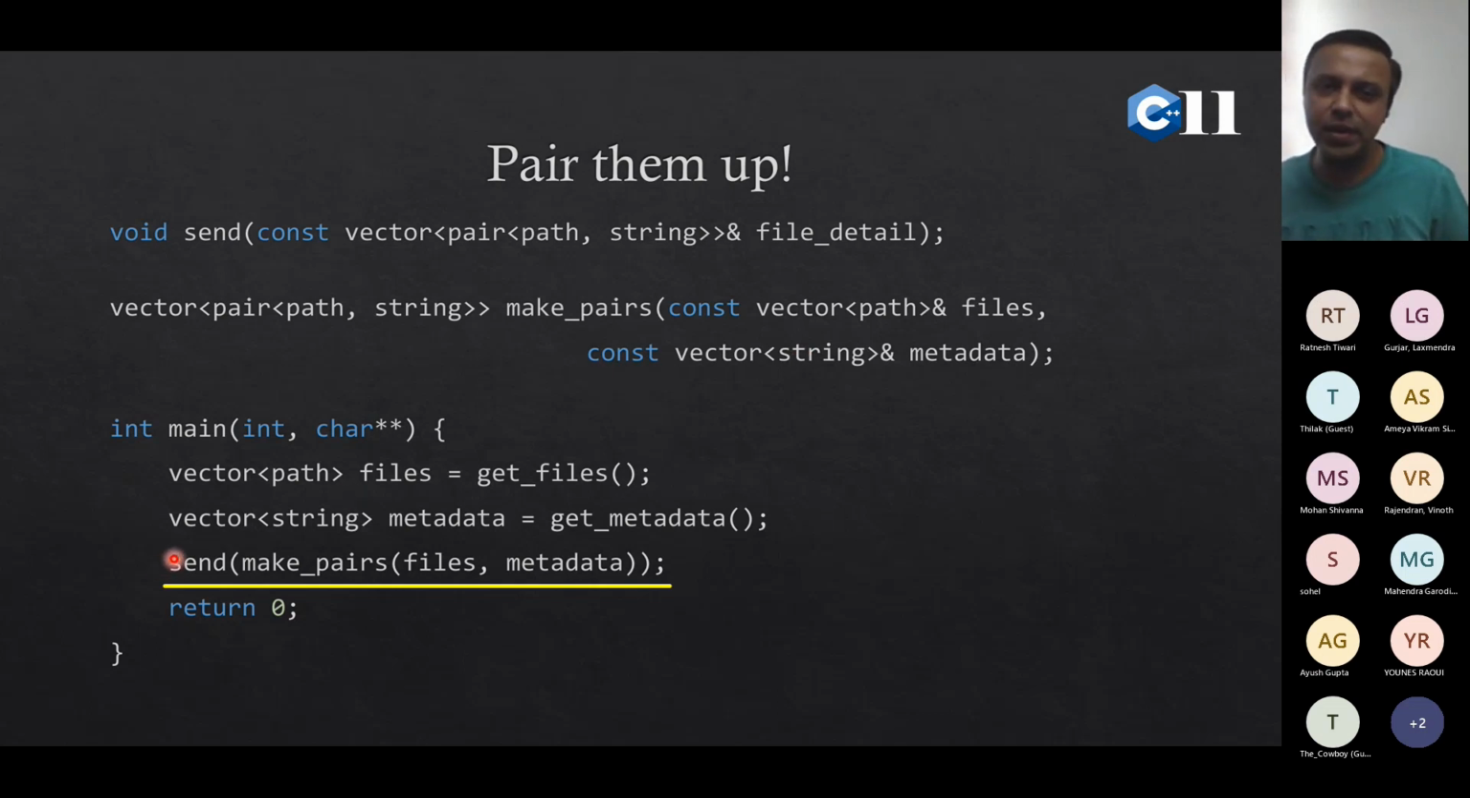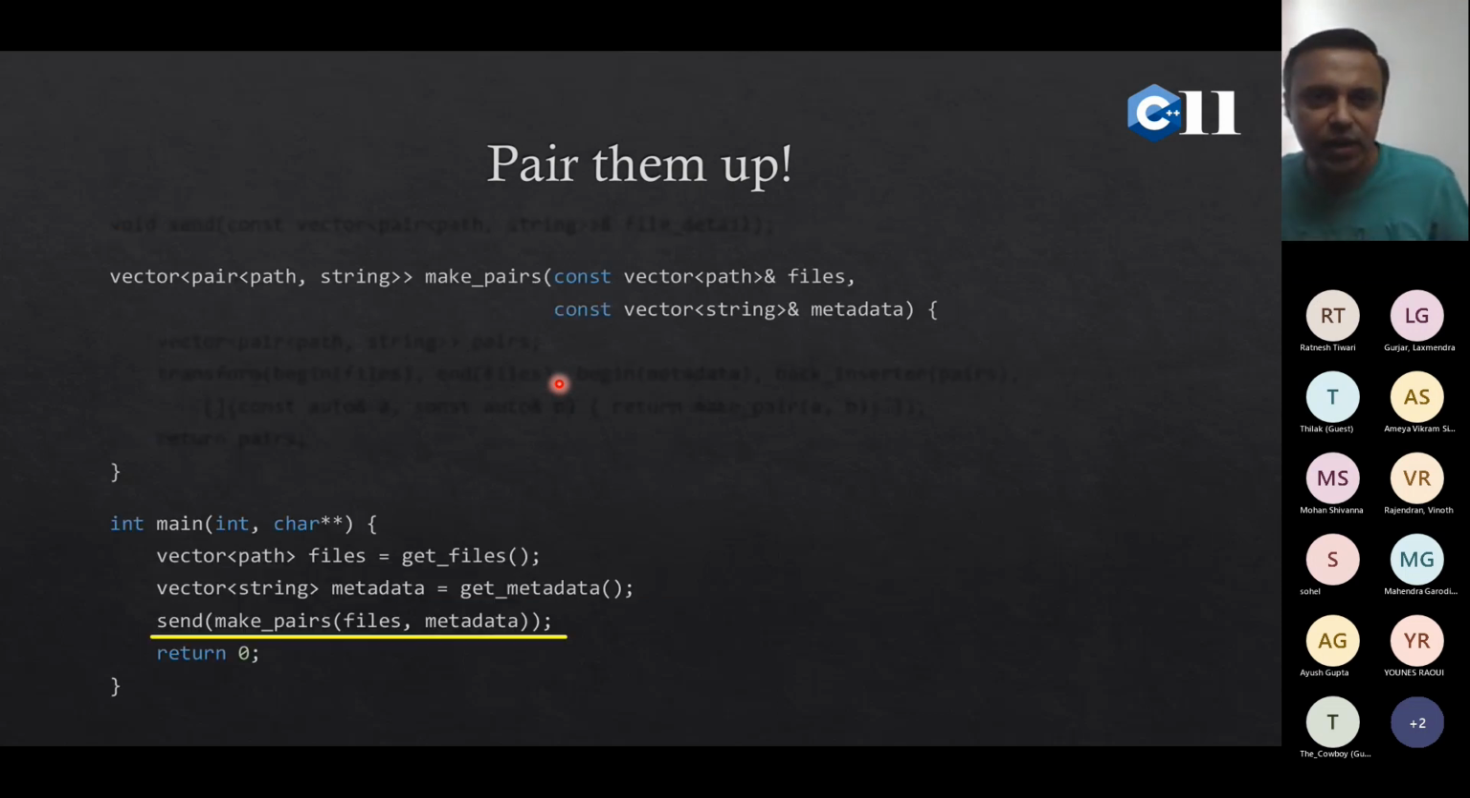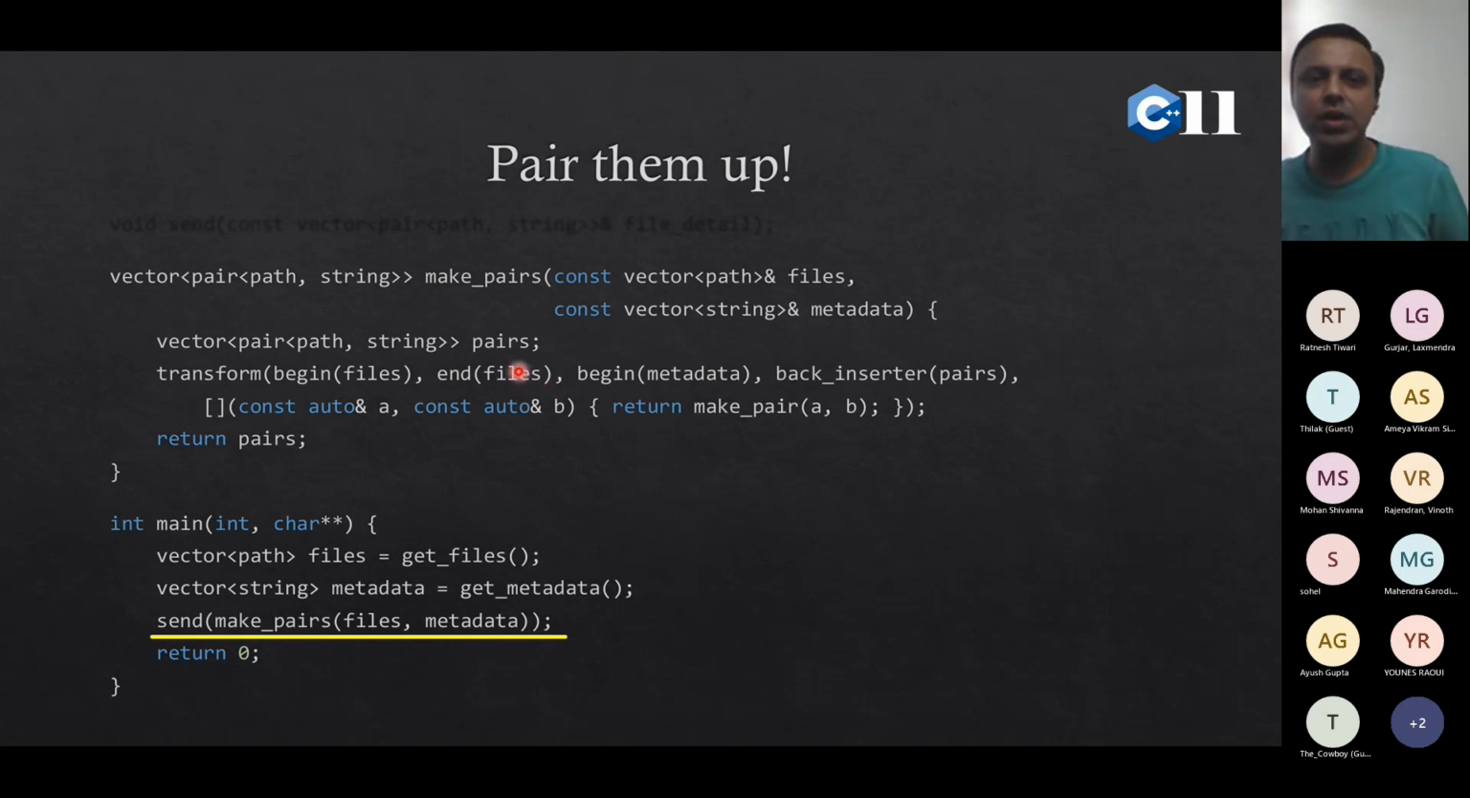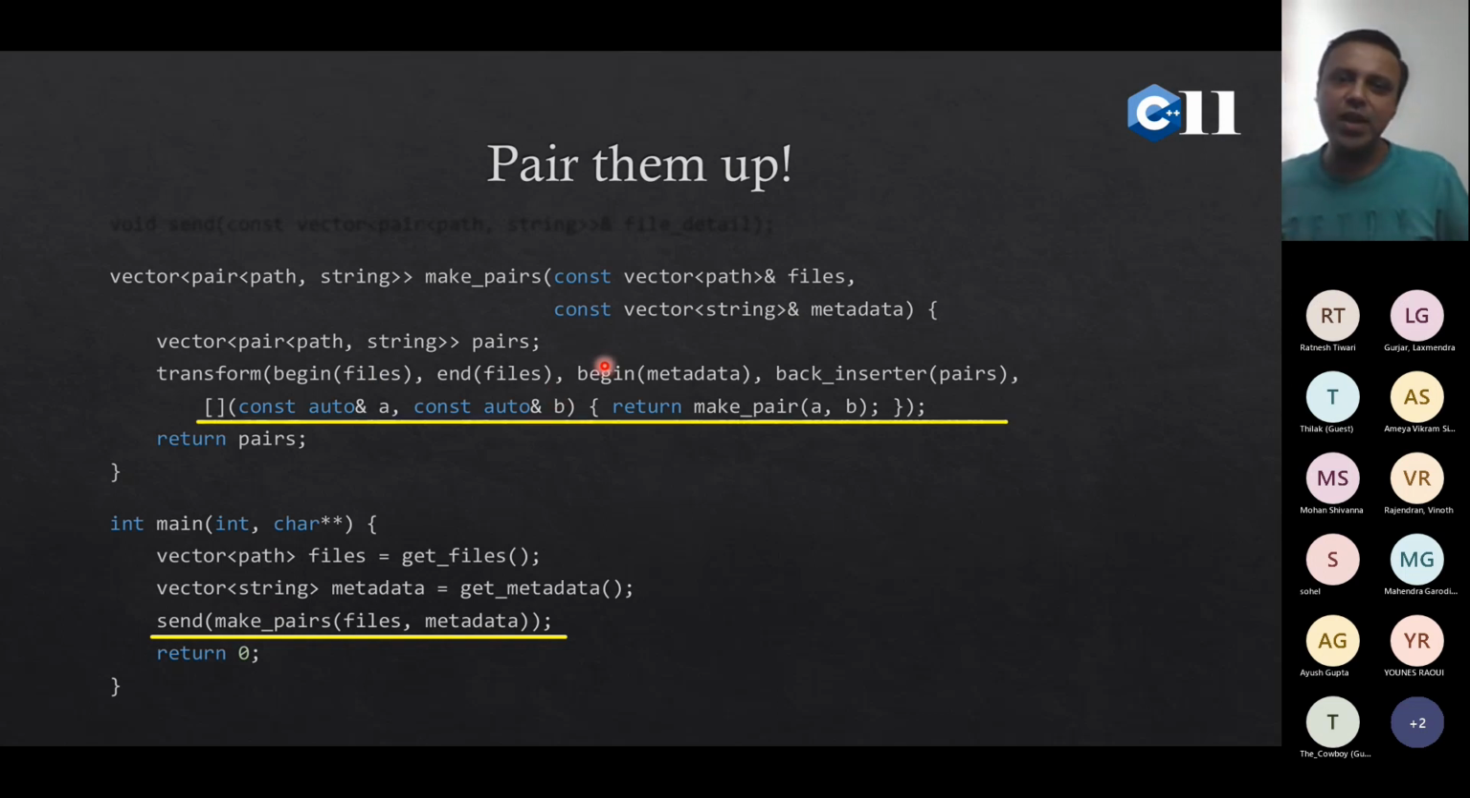And then you are able to send. That's the send call, which is finally made based on the pairs that make_pairs created. If we take a peek inside, that's what make_pairs would have, the two vectors, and here we would tie them together. This code is transforming the files and metadata and inserting them as pairs into the resultant vector. The real magic is done by std::make_pair that I alluded to previously. You take a and b, you get a pair of a and b, and for all a's in the first vector and all b's in the second vector, you have now made a pair.